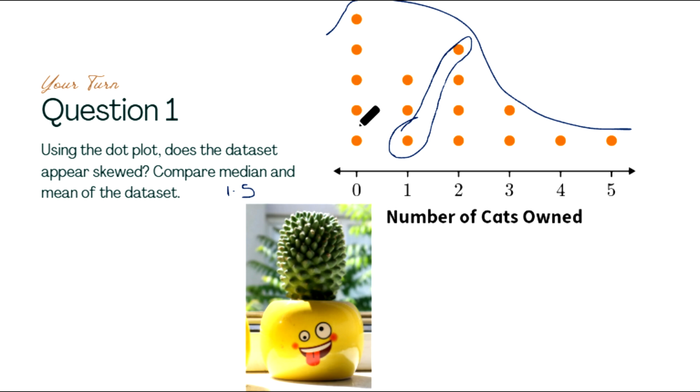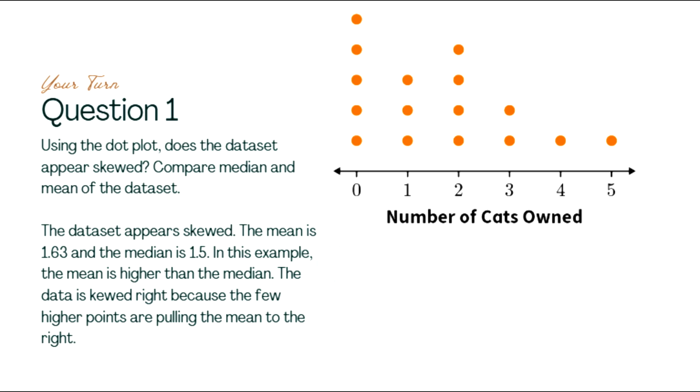1, 2, 3, 4, 5, 6, 7, 8, 9, 10, 11, 12, 13, 14, 15, 16, 26. Divided by 16 gives us 1.625. So the mean is 1.625. The data set appears skewed. The mean is 1.63 rounded, and the median is 1.5.